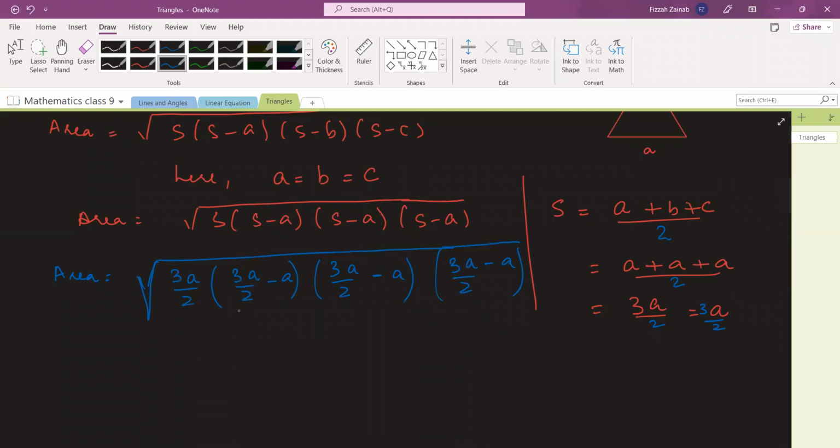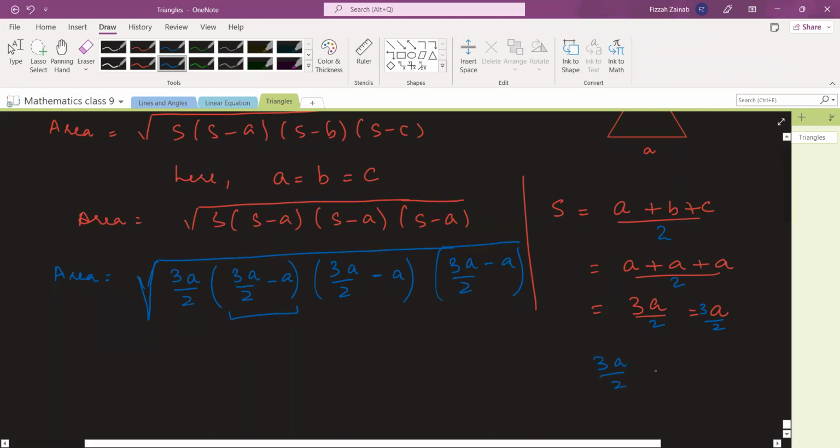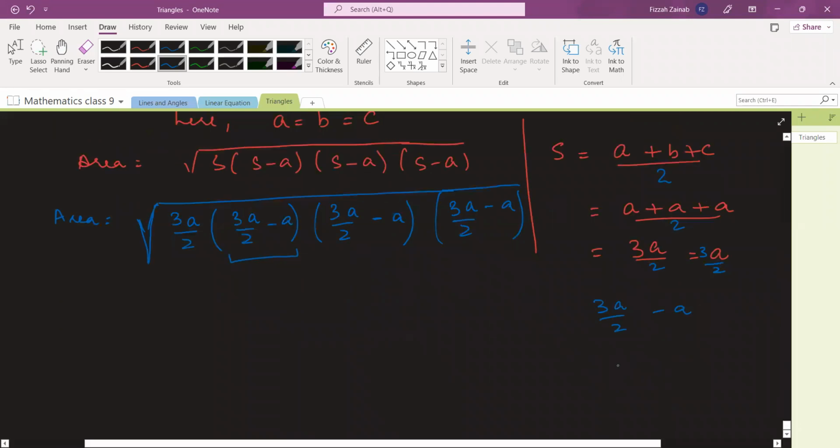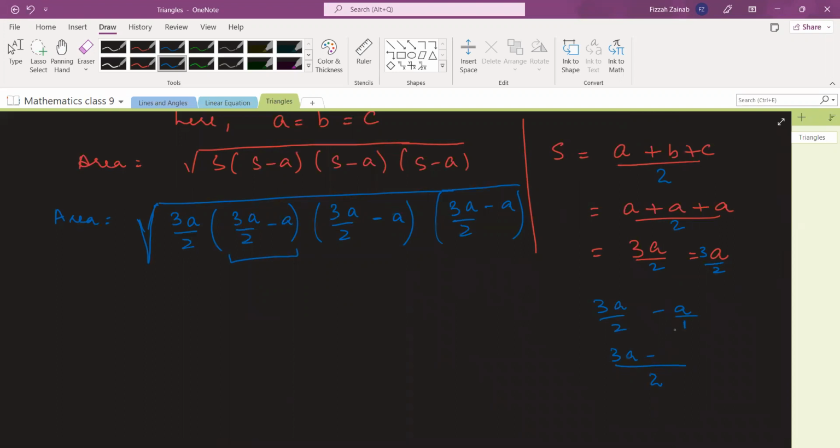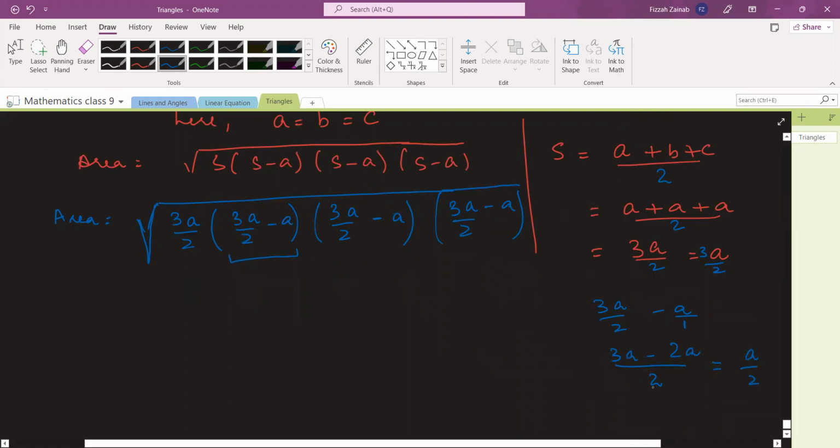So separately you can find out this term because it is the same 3 times. So just find out how much is this 3A by 2 minus A. How will you do it? Take LCM. So 2 is the LCM. So this is 3A minus, you have nothing here, you have 1, right? So 1 into 2, 2, and 2 into A is 2A. 3A minus 2A, it will be A by 2. Is this clear?